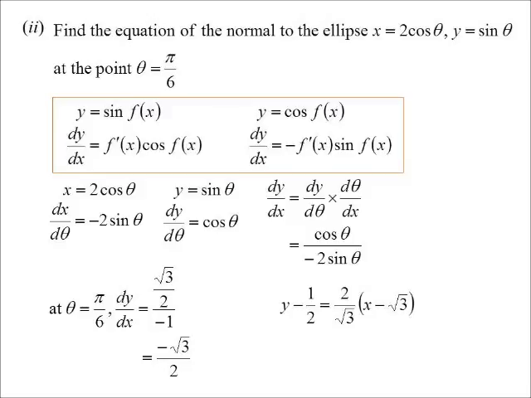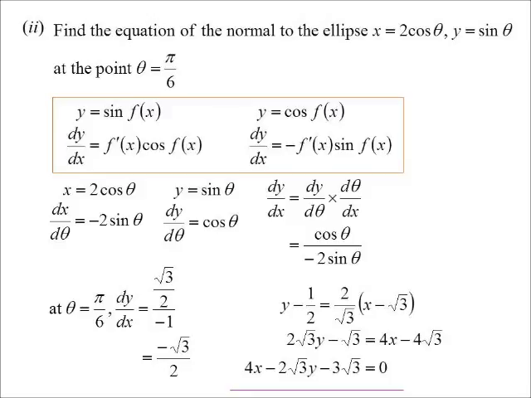Let's see how we go with the y value. The y value, where is it? There it is. It's simply just the sine of theta. The sine of pi on 6. Very good. Lots quicker there. So y minus a half. Let's tidy it up. Look at that. What a beautiful looking thing. 4x minus 2 root 3y minus 3 root 3 is 0.